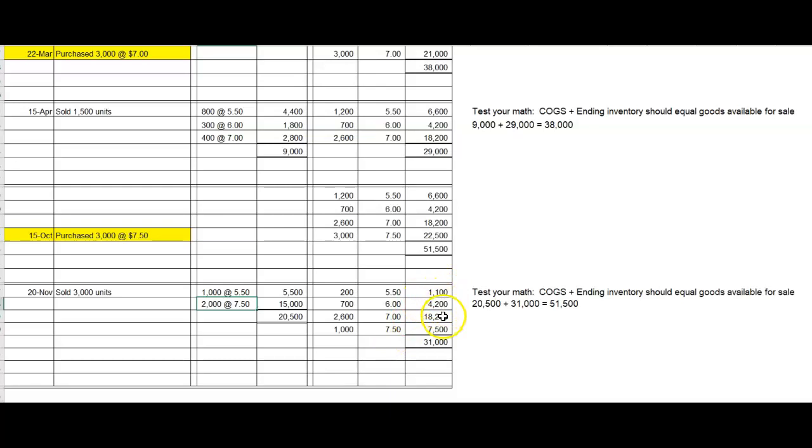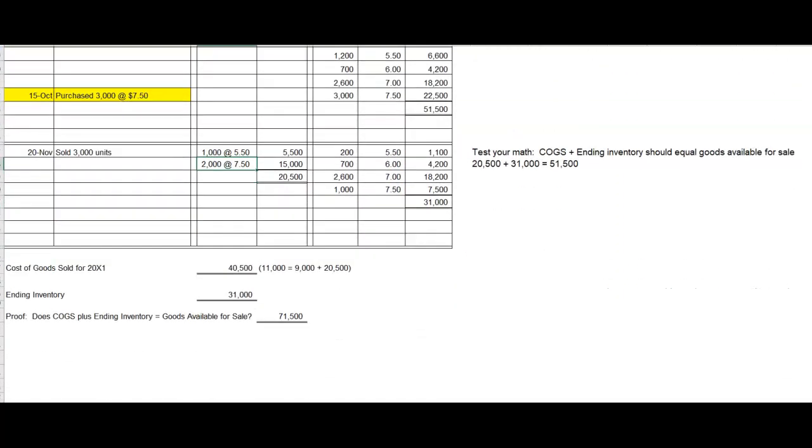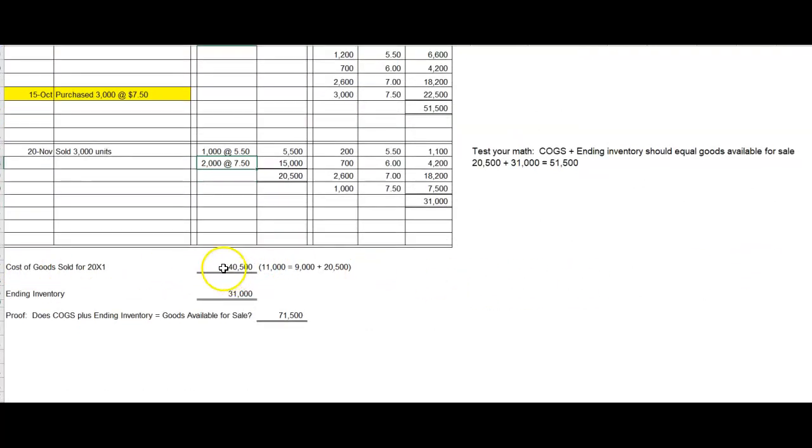Add the total cost of goods available for sale after the November 20th sale, and we end up with $31,000 of ending inventory, and the math does work. Cost of goods sold of $20,500 plus ending inventory of $31,000 does equal $51,500 of goods available for sale immediately before the November 20th sale. Then to finish up the worksheet, I hope you did finish it up. The cost of goods sold under specific identification is $40,500.